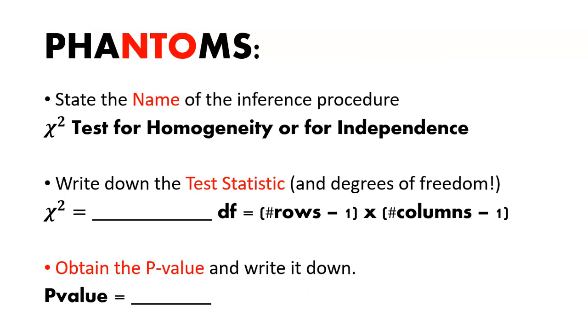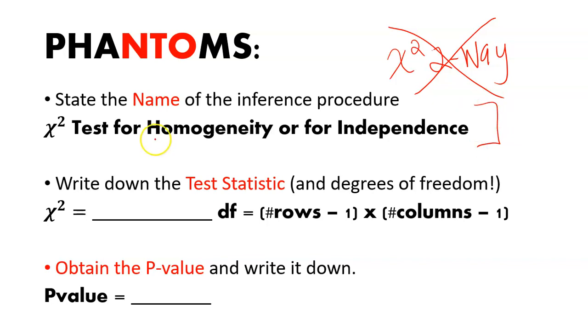Okay, for the NTO, the name of the inference procedure will be a chi-squared test for homogeneity or for independence. And you want to be careful because in your calculator is going to say chi-squared two-way test. But you don't want to write that down. Both of these are two-way tests, but you need to make sure you use the right word, either homogeneity or independence. You're going to write down your test statistic and your degrees of freedom, which is that chi-squared value.